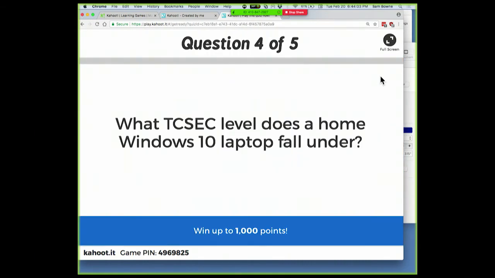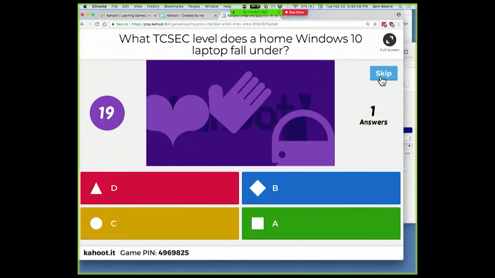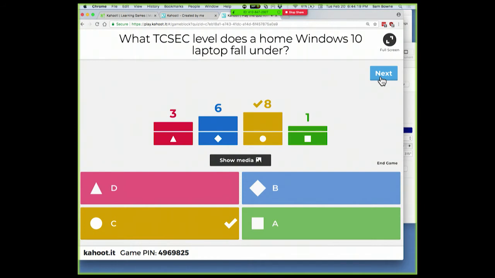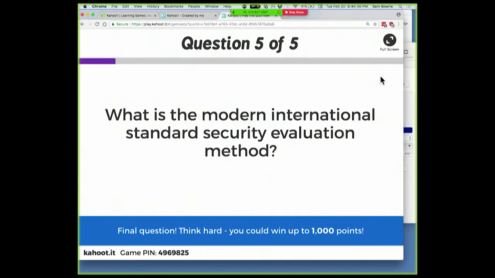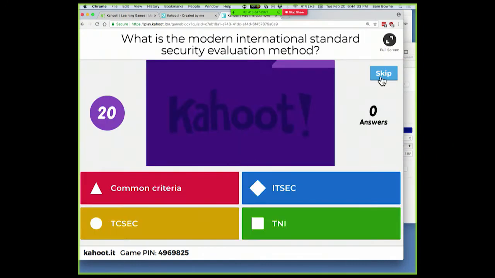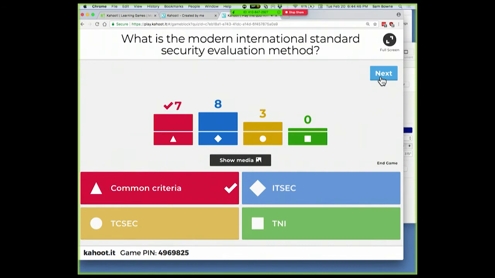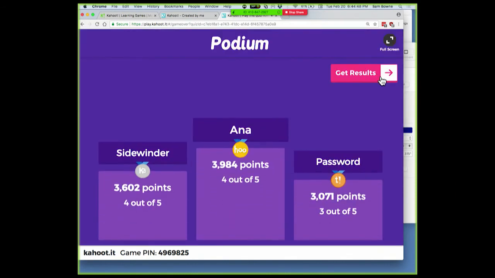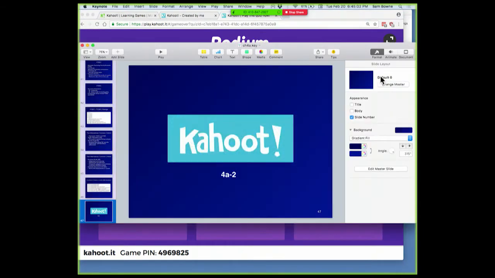Anyway. All right, what TCSEC level is your home Windows 10 laptop on? It's a C, because it's a little bit better than Windows 95, which was a D. You do at least have to log in and prove you're the owner, and then you can do anything. So that's a C. All right. What's the modern international evaluation method? That's Common Criteria. That's what's common about it, both the US and Europe. All right, so Anna times 2, Sidewinder, password times 2. Okay, good. Get your name later. Anyway, good. So let's see if we can do one more of these before a break.